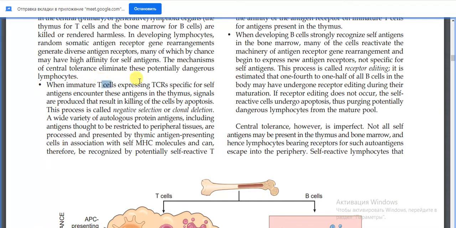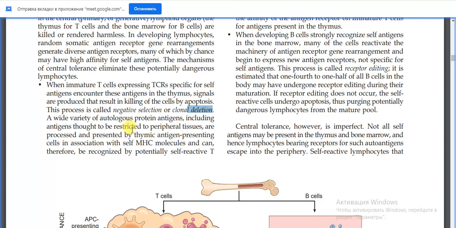When immature T cells expressing TCR specific for self antigens encounter these antigens in the thymus, signals are produced that result in killing of the cells by apoptosis. This process is known as negative selection. These T cell receptors, which are expressed against our own antigens, are present in the thymus, and that's why we have negative selection. When thymic cells understand that this T lymphocyte is going to kill our own cells, they cause negative selection, also known as clonal deletion. So we delete these clones of cells to prevent their activation in future.